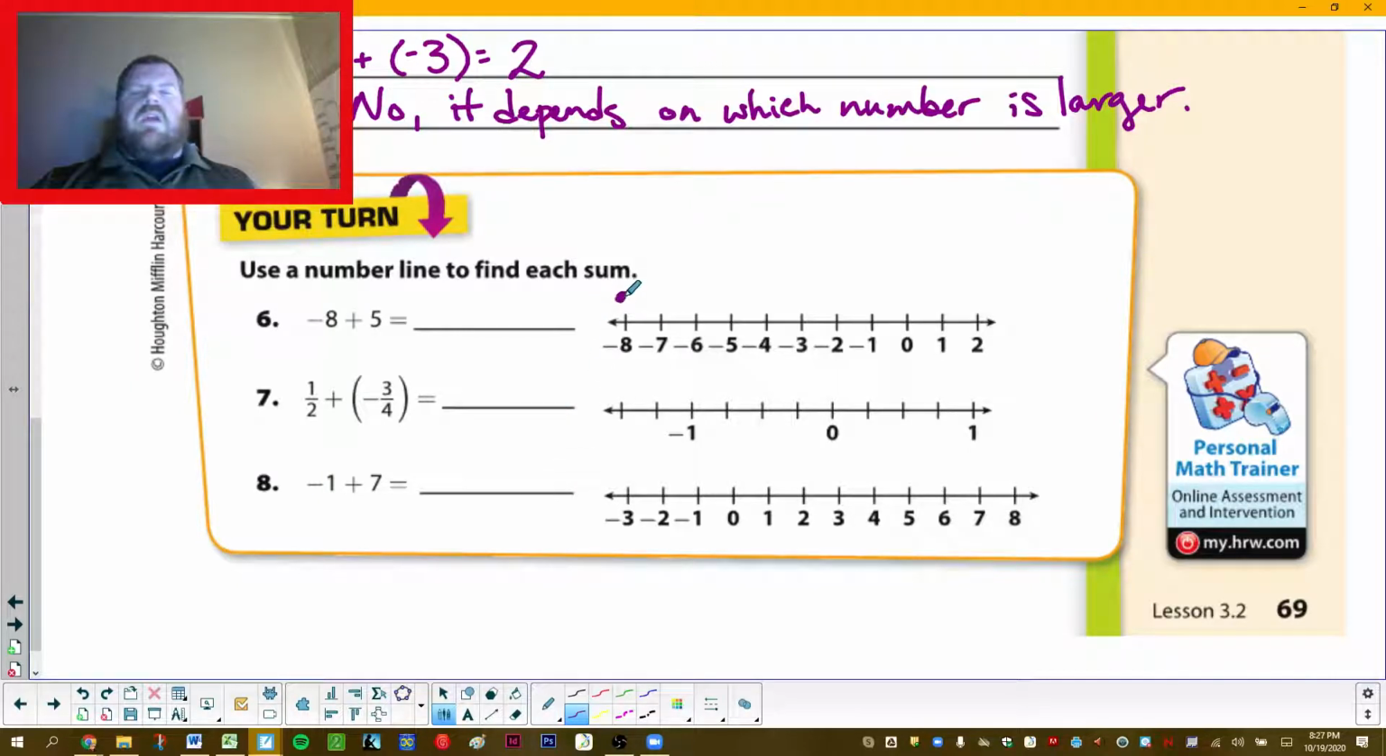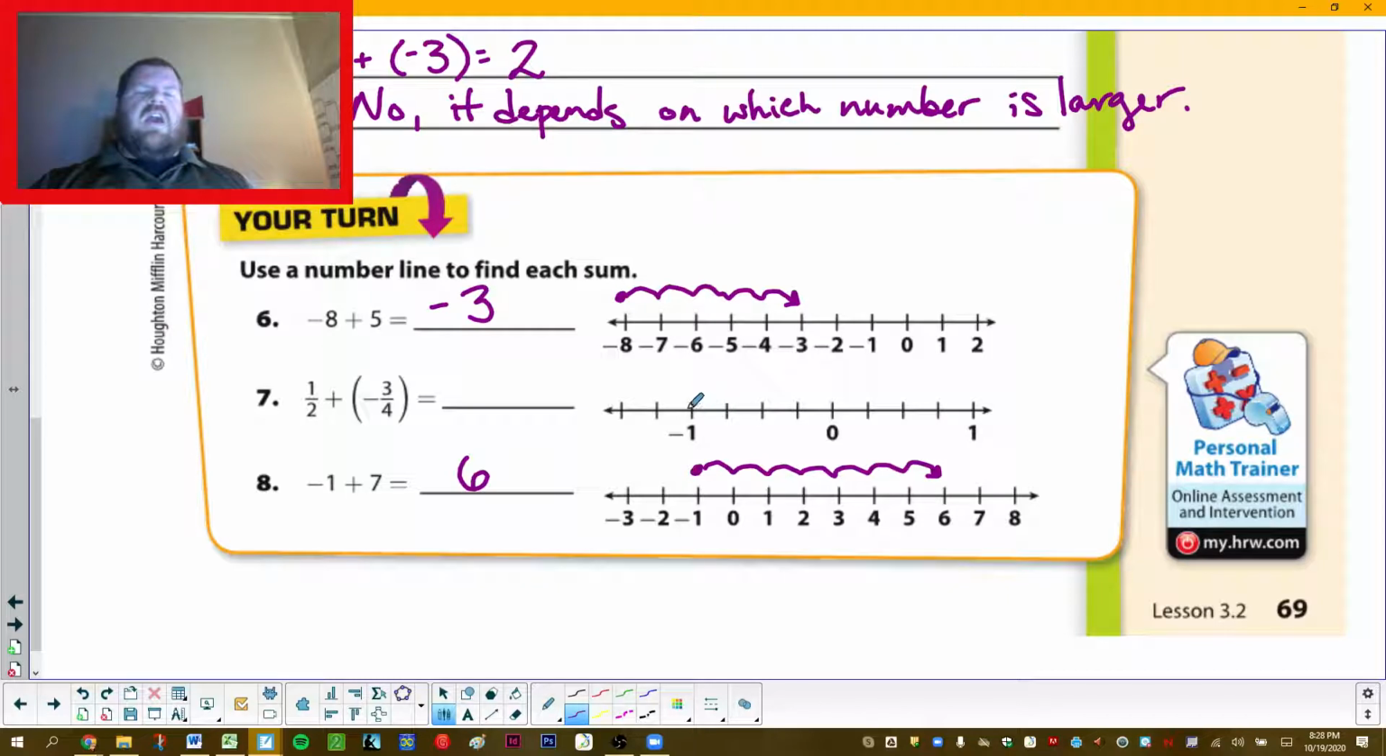Negative 8 plus 5. 1, 2, 3, 4, 5. Brings me to negative 3. I'm going to jump down and do this one because this one's also a review. Negative 1 plus 7. 2, 3, 4, 5, 6, 7. Brings me to positive 6. This one's the only one that's really new to this section.